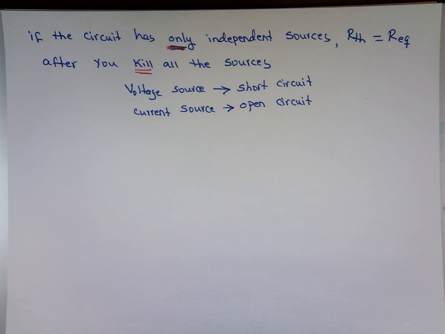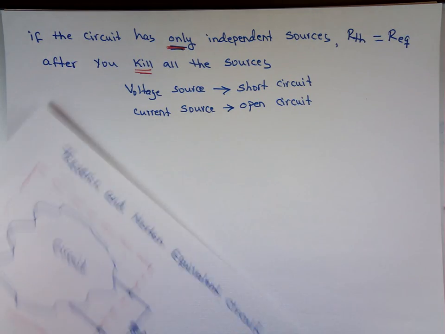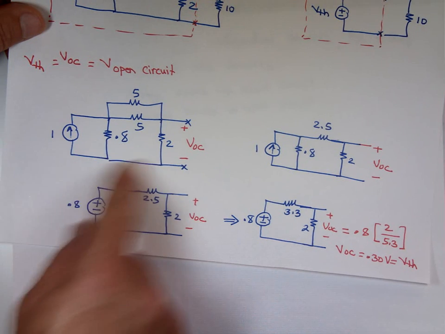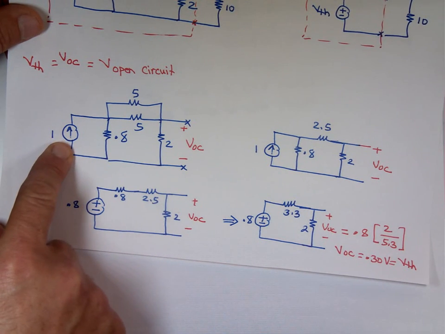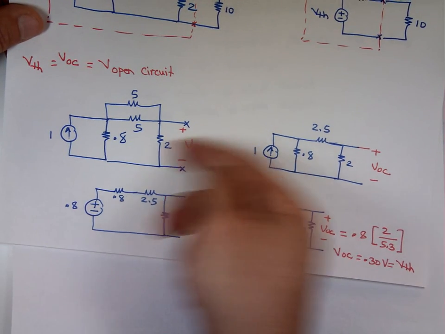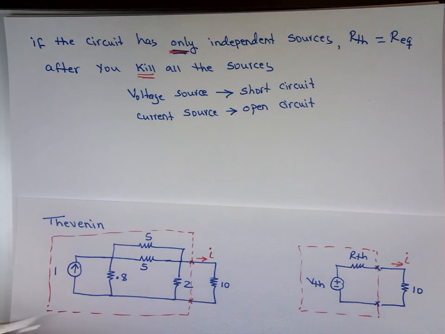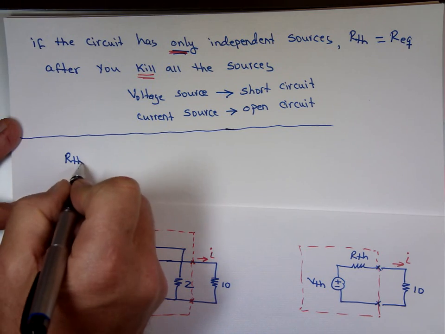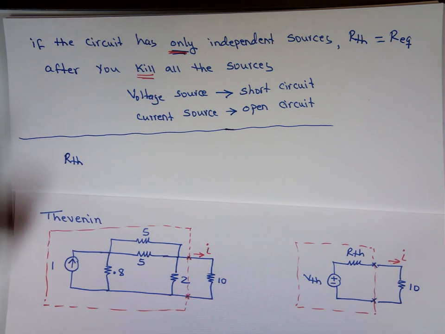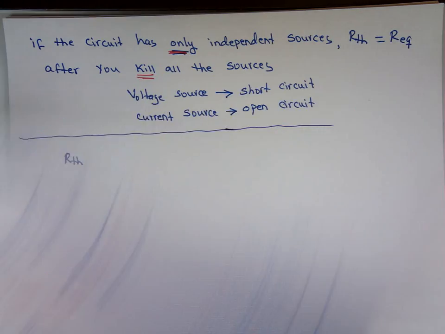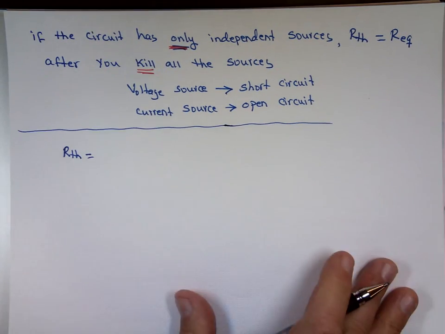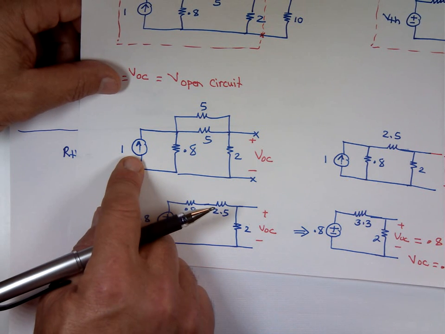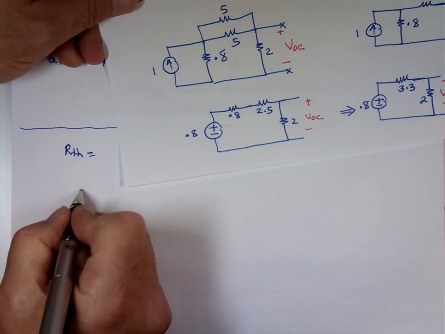So let's look at our circuit. It has only independent sources. That's the one we're trying now to find R Thevenin. So I'm going to kill that source, and I'm going to be looking back to see what R equivalent is. So here we go for this example. What is R Thevenin? Which is, by the way, the same as R Norton. So if you're doing the Norton equivalent, it's the same thing. R Thevenin is going to be what? Let's kill this source. Again, when you kill a current source, you make it open. So it will look like this.